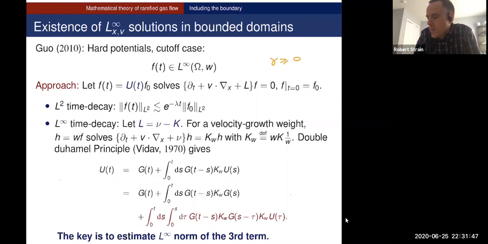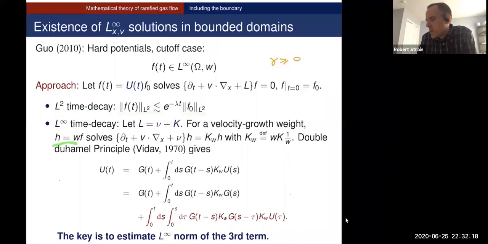So you have the semigroup. So let f(t) equal U(t) f0 solve the linear equation f_t plus v dot grad_x f plus L f equals 0 with initial conditions. And then you can prove L2 time decay here, and then you bootstrap that to get L-infinity time decay. So let h equal w f, for a velocity growth weight w.